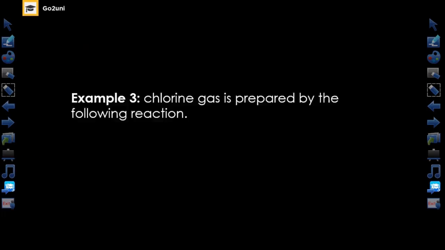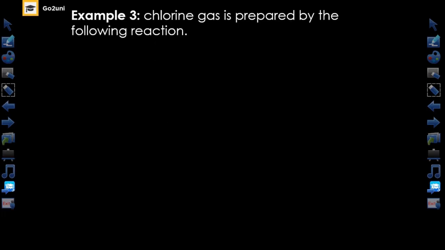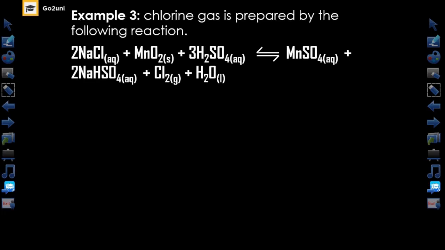Let's take a look at the next example. We have example 3 there, and it says chlorine gas is prepared by the following reaction: sodium chloride plus MnO2, that's manganese 4 oxide, plus 3 moles of H2SO4 to give us manganese sulfate plus sodium hydrogen sulfate plus chlorine plus water.